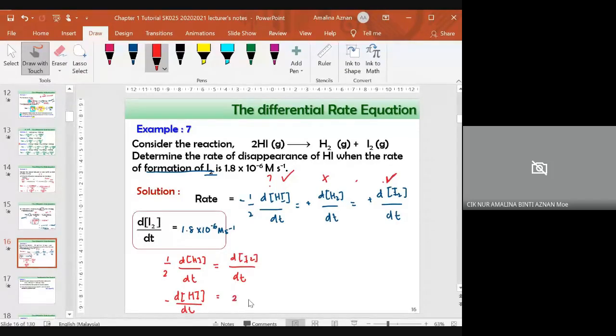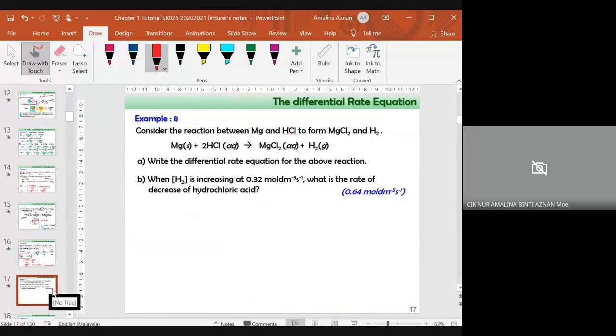So 2 darab 1.8, this one, exponent negative 6 molar per second. Okay, so kamu akan dapat berapa? 3.6 exponent negative 6 molar per second. Dapat ke? Dapat, Miss. Alright, so next question, kita buat sampai, give you example.